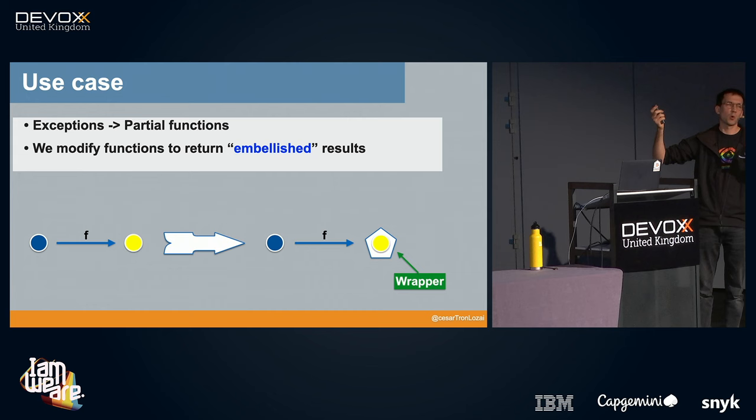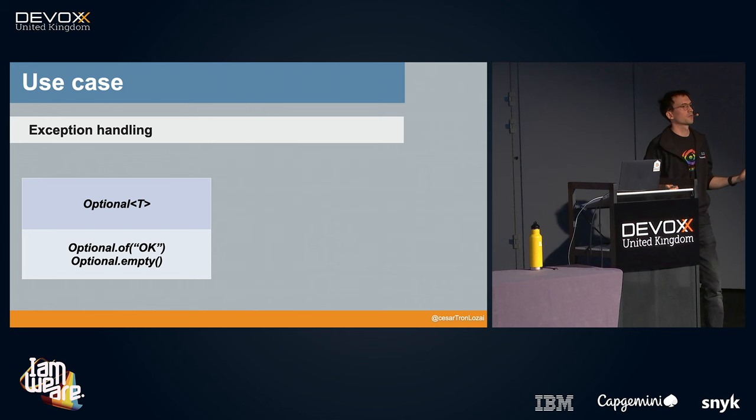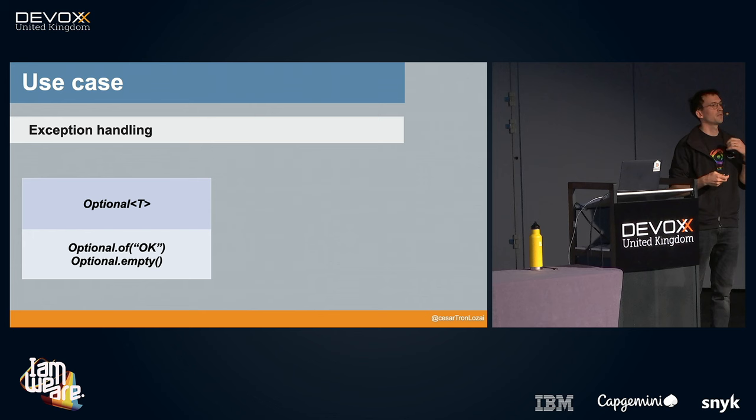Well, you already know Optional: sometimes if you write a piece of code that can fail, instead of just returning T, you will return Optional of T. And then you can decide if you want to return an of or an empty. And in other languages, like Scala, or if you want to use Kotlin with Arrow, you can use the Either type. And this is because with Optional, you don't know what went wrong.